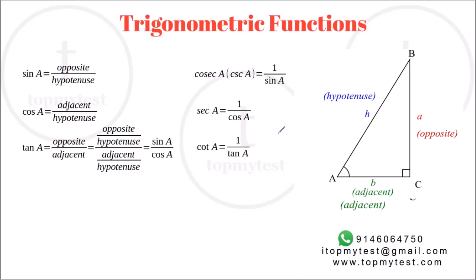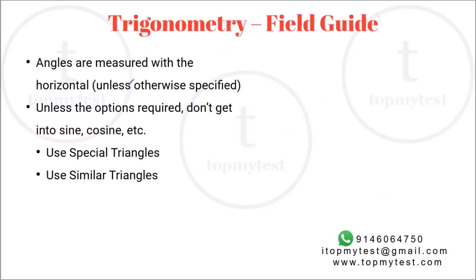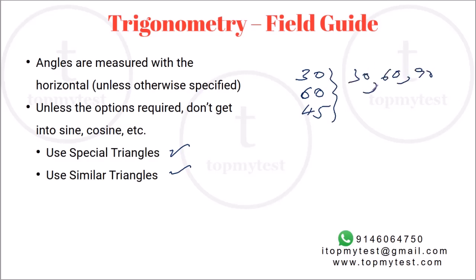Now in practical sense, however, remember that instead of trying to get into sine, cosine, etc., you should ideally use special triangles and similar triangles. We have discussed special triangles quite a bit. In fact, as we have discussed earlier, the reason you learn trigonometric relations for 30, 60, 45 is because these are based on special triangles. This is a 30, 60, 90 right angle triangle, and for 45 it is a 45, 45, 90 right angle triangle, half of a square, half of an equilateral triangle.